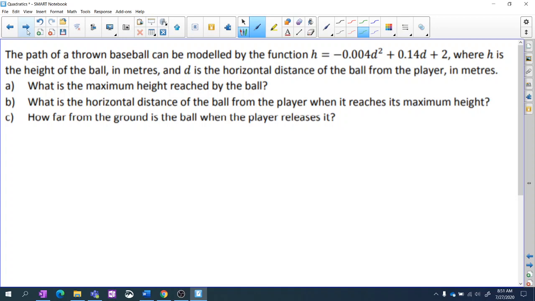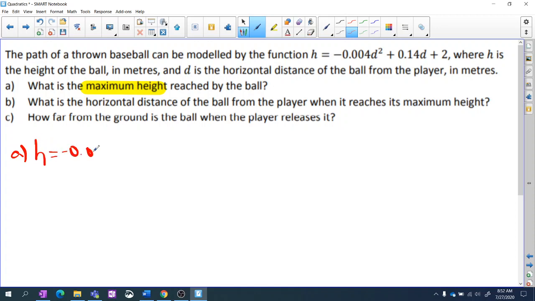The path of a thrown baseball can be modeled by the function given. H is the height of the ball in meters. D is the horizontal distance of the ball from the player in meters. What is the maximum height reached by the ball? Alright, so the key words there, max height. Hopefully your brain says vertex. So we're going to put this in vertex form.